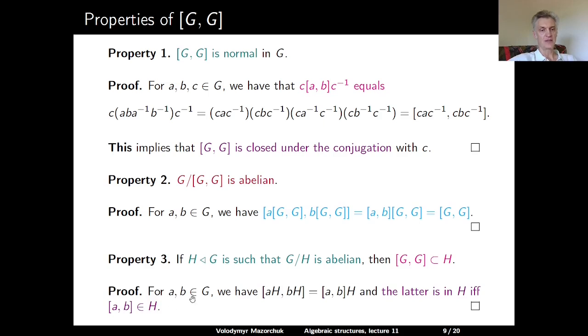Proof: if A and B are two elements in G, then let us write down the condition that they commute in the quotient. So if we commute the classes AH and BH, we by definition will get the class of the commutator of A and B. And since G modulo H is abelian, this means that the commutator of A and B should belong to H. But then A and B were arbitrary, this means that all commutators belong to H, so H contains the subgroup which is generated by those commutators. And this establishes our property 3.